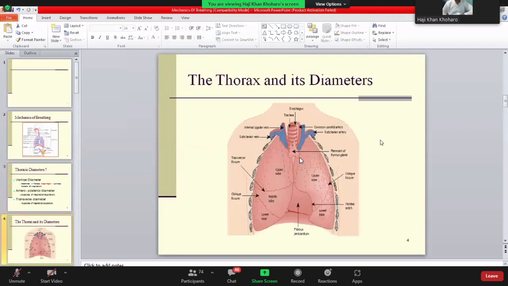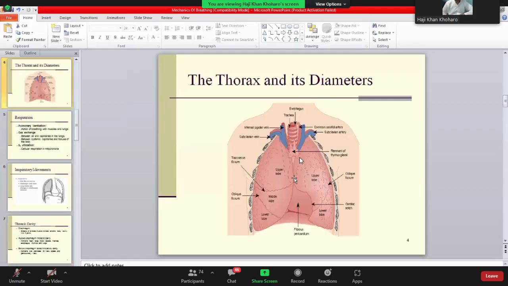Here are shown the three diameters. From side to side, it is the transverse diameter. From up to downward, it is known as the vertical diameter. And from anterior to posterior is known as the anteroposterior diameter.